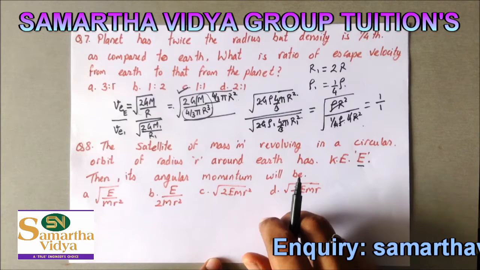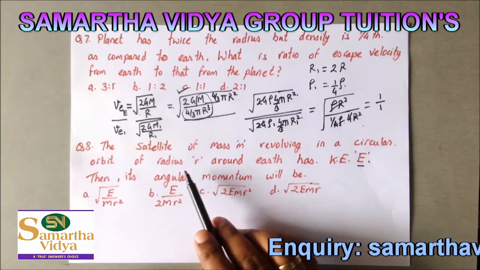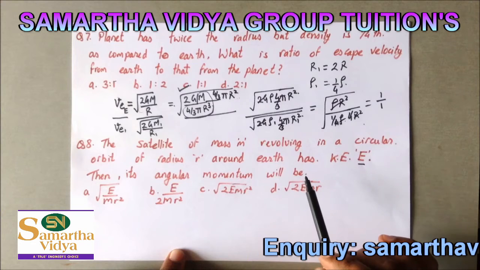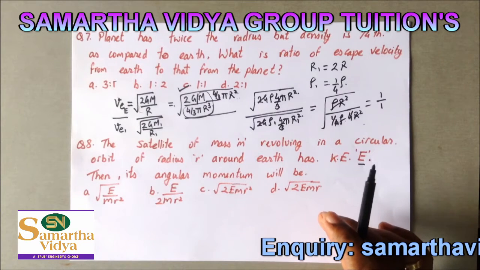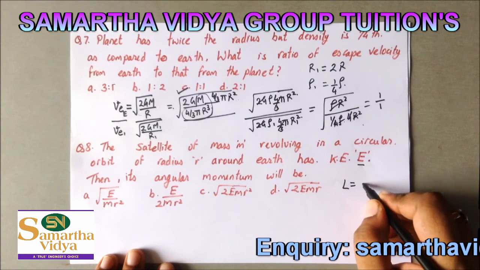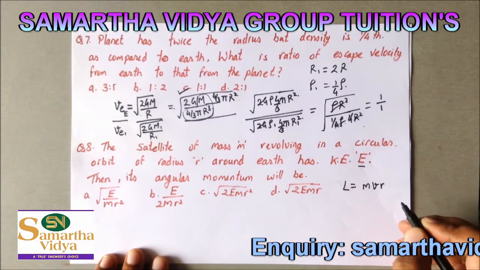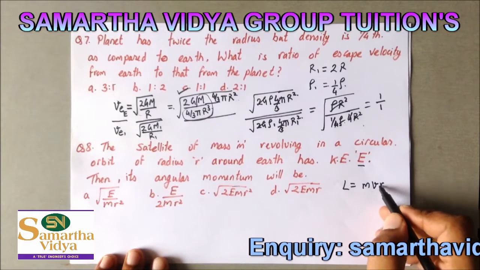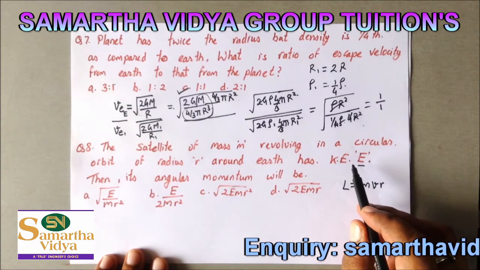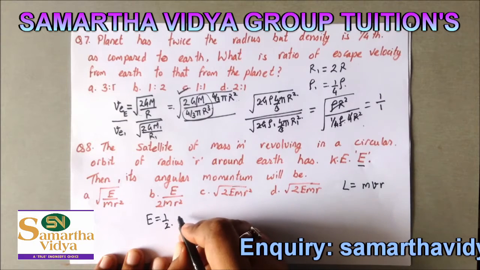Going on to the next one, it is telling us that a satellite of mass m, which is revolving in a circular orbit of radius r around Earth, has kinetic energy E. Then what is the angular momentum? So when we need to find the angular momentum, we know that the formula which we have to use is L is equal to mvr. So I need to find the velocity with which it is going to be moving. That we can find from the kinetic energy term. So kinetic energy E is nothing but equal to half mv square.